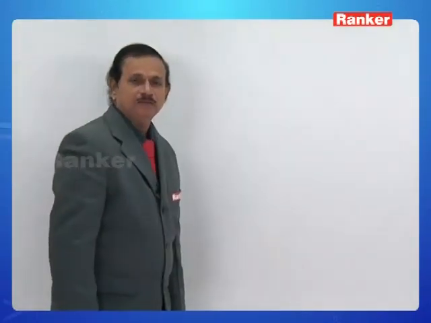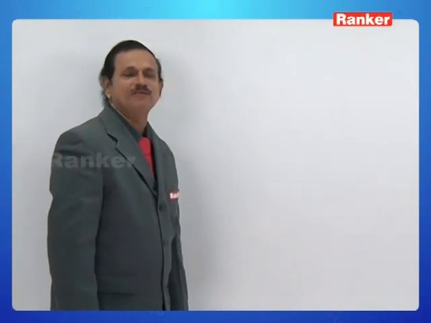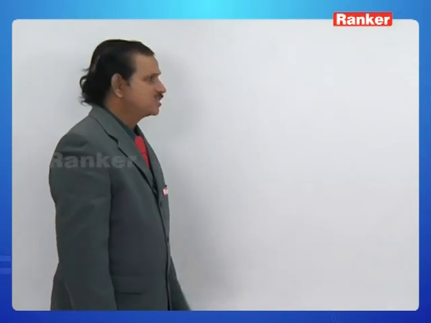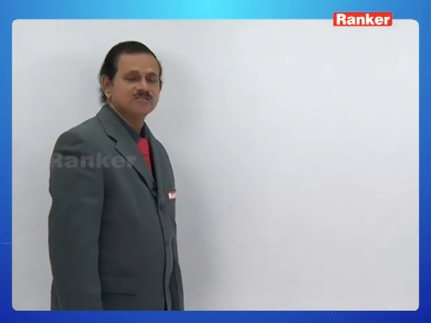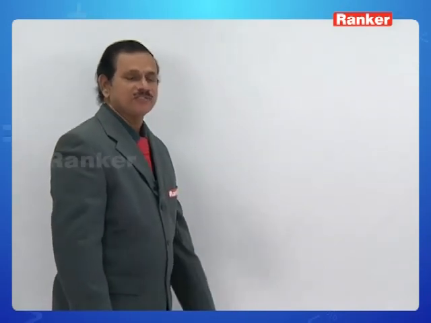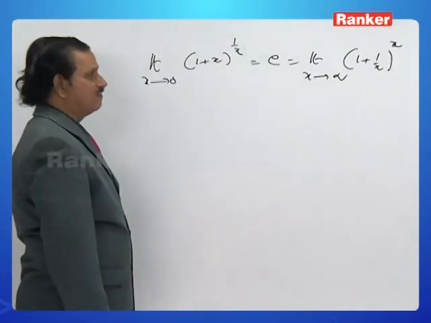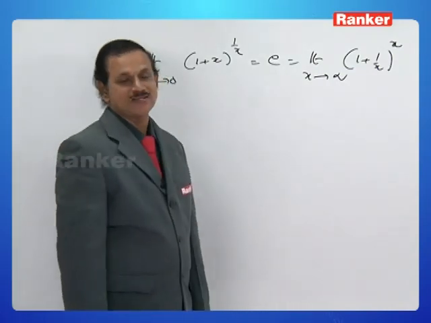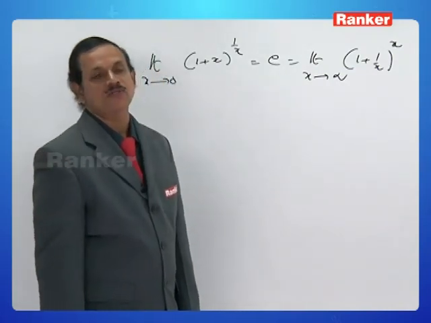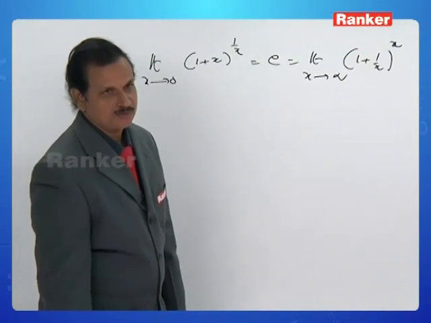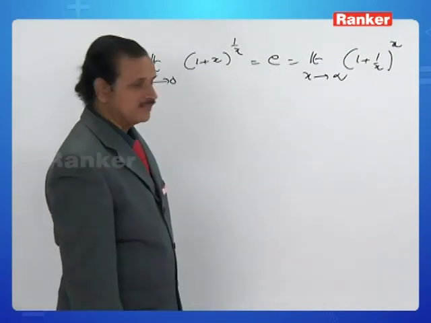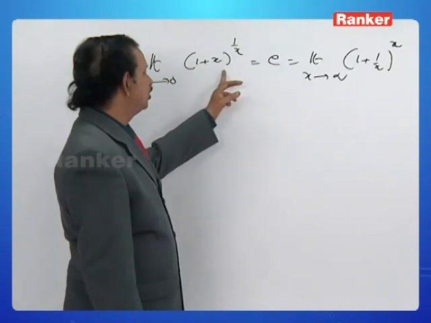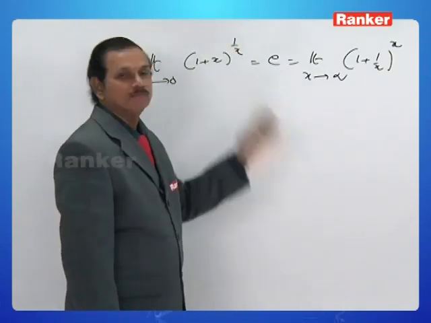So far, we did not come across any limits involving trigonometric functions. Still, there are some functions without using trigonometric functions. Limit as x tends to 0, 1 plus x whole power 1 by x is equal to e is equal to limit as x tends to infinity 1 plus 1 by x whole to the power of x. Both are same. That is 1 plus 0 whole power infinity form.